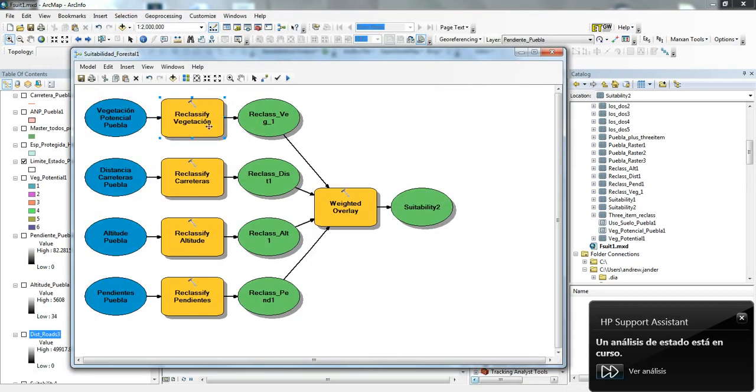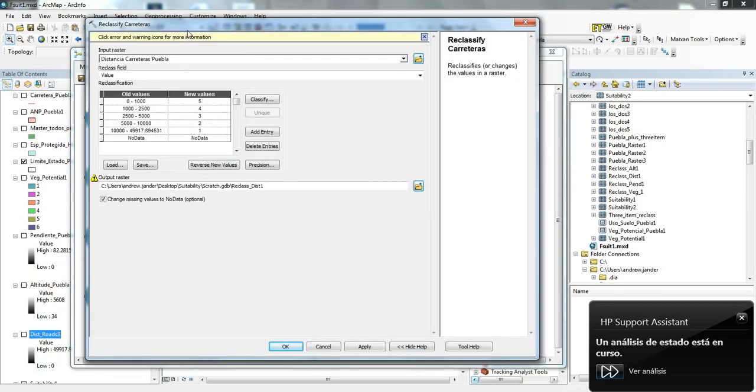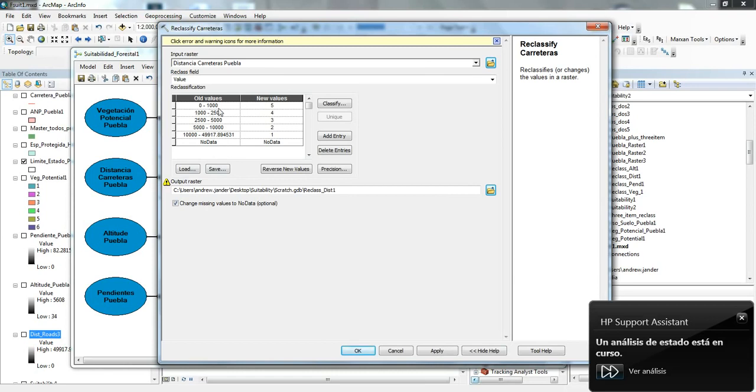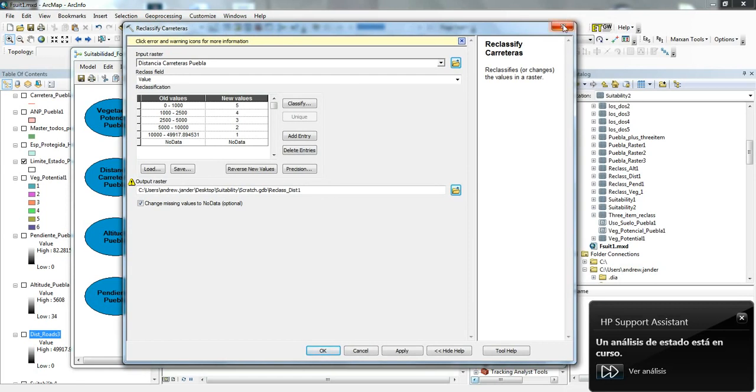And then also going down through some of the other ones, this is looking at distance from roads. Between 0 and 1,000 meters from a road is considered to be a 5. Between 1,000 and 2,500 would be a 4. And between 2,500 and 5,000 meters would be a 3. The further that you get from a road, the less favorable that area is for timber harvest, or for actually having a business run based on timber harvest.